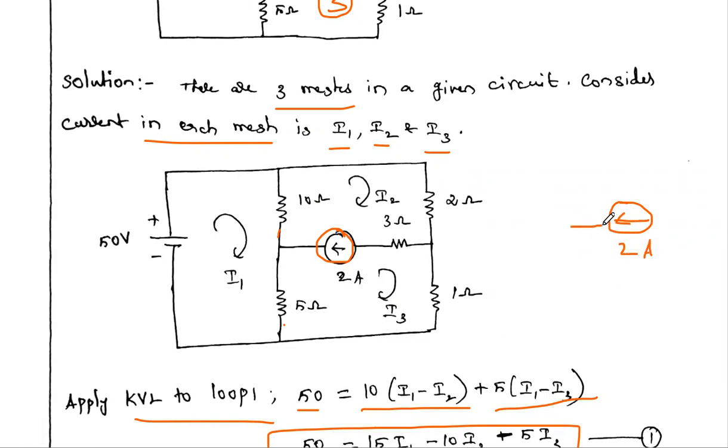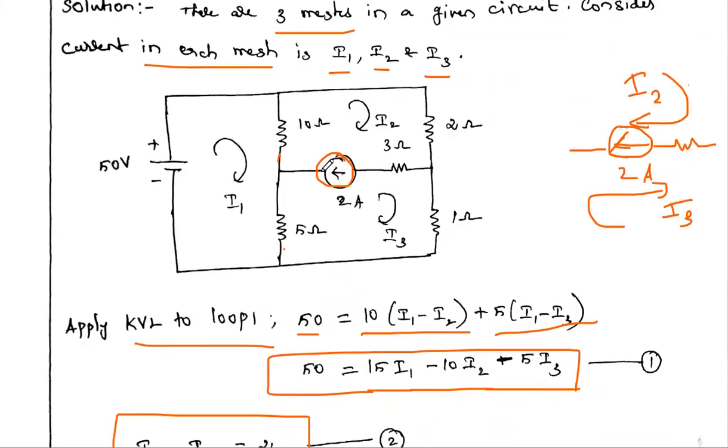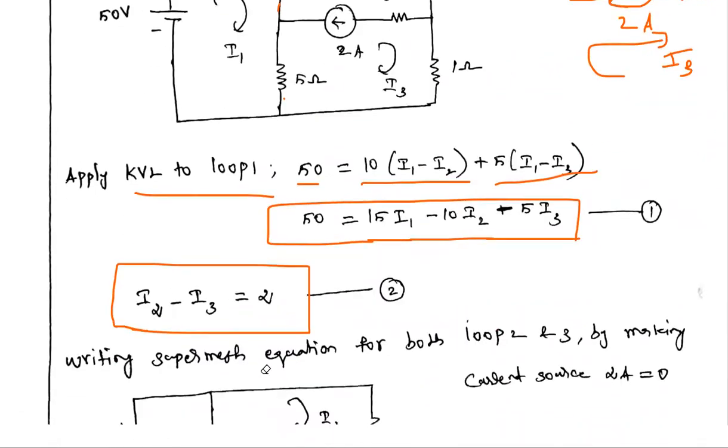Now you see, what is the current flowing in this loop? It is I2, and the current flowing in the third loop is I3. This 2 amps current branch is common for loop 2 and loop 3. So if we subtract loop 3 current from loop 2 current, we get this 2 amps. So we can form one more equation: I2 minus I3 is always equal to 2 amps. So the second equation we formed.